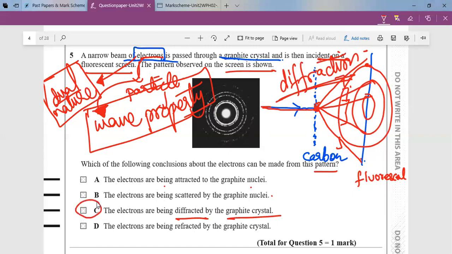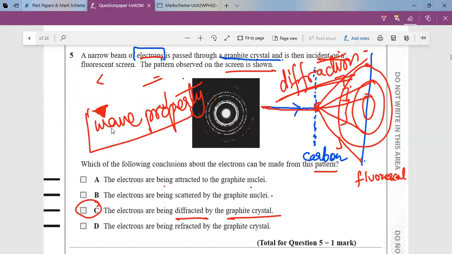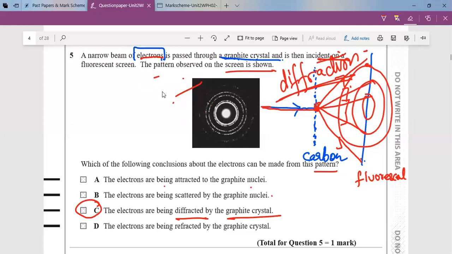The only best option is C. You don't even need this info to answer this question. You don't need the wave property and stuff. All you need to do is know the basics of diffraction, and yes, they are being diffracted. Get it?